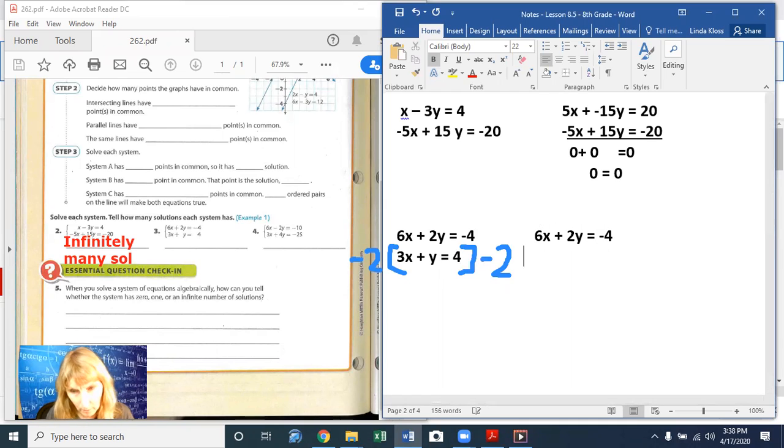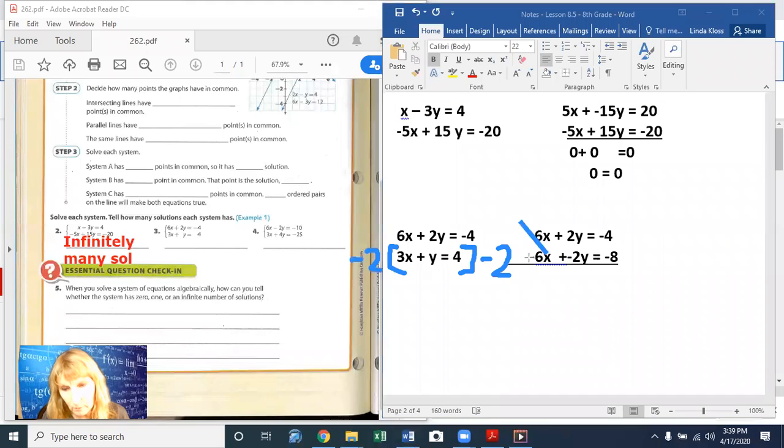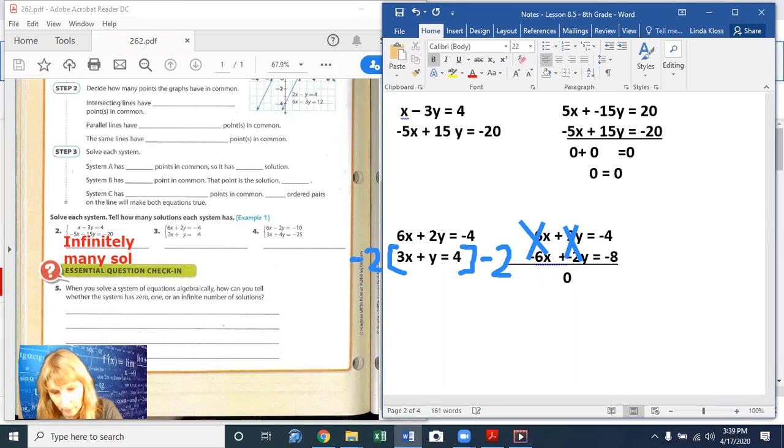My second equation then will become negative 2 times 3x, negative 6x, negative 2 times y plus negative 2y equals 4 times negative 2, negative 8. Let me just try to line those up better. And then I'm going to add them so that I can use that elimination method. And if I do that, 6x and a minus 6x, that's going to cross itself off. And a 2y and a minus 2y, that's going to become 0 as well. So both of those are going to give me the 0. So it would be 0 plus 0, or 0, equals negative 4 plus negative 8. That should be negative 12, right?